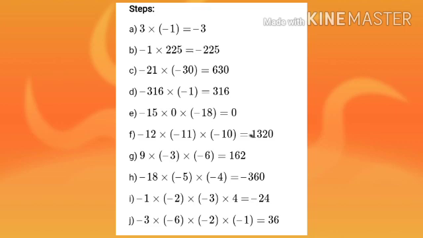Then for subdivision F, minus 12 into 11 into 10, which is 1620. So how many negative signs are represented? 3 negative signs are represented. If it is 3 negative signs, it is an odd number. Clear? 3 is an odd number. Odd number means the result will surely be negative. In subdivision G, we can multiply 9 into 3 into 6, which is 162. How many negative signs were represented? 2 negative signs.